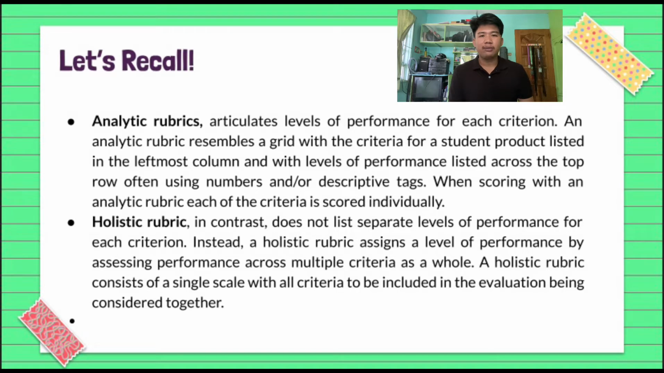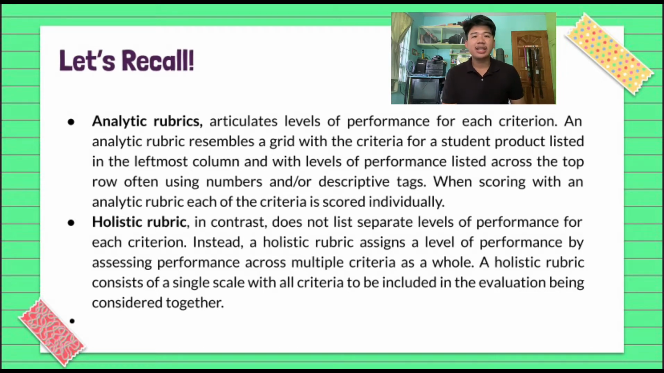Analytic rubrics feature a grid of criteria, which is shown in columns, and levels of achievement, which is shown in rows. The instructor assigns points or weights to particular criteria and then evaluates students' performance in each area. This is useful in providing feedback on areas of strengths and weaknesses.